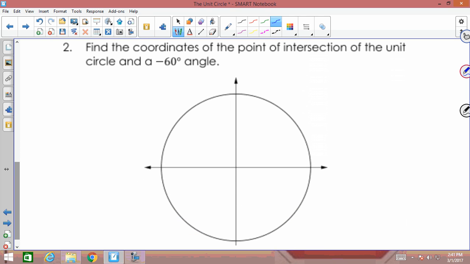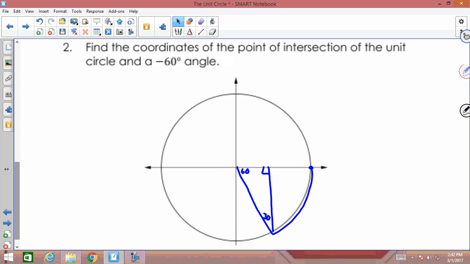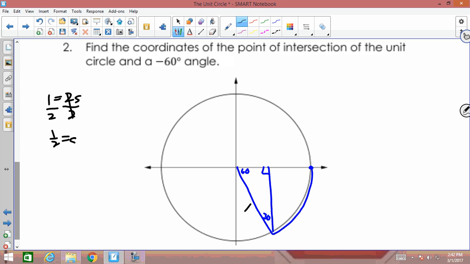Same thing on the next one. Always start here. Since we're going negative, we're going to go clockwise. That's going to form me a 60-degree angle. Here's my right triangle. And we just did a 30, 60, 90 right triangle. Okay? We know the hypotenuse is 1, so 1 is going to equal 2s, because the hypotenuse still is 2s on the 30, 60, 90. So that means s is going to be 1/2.